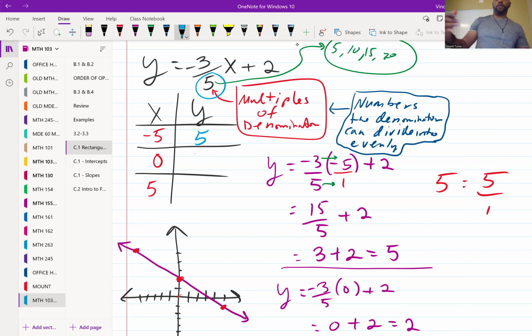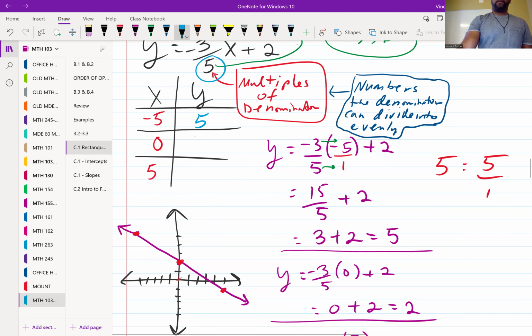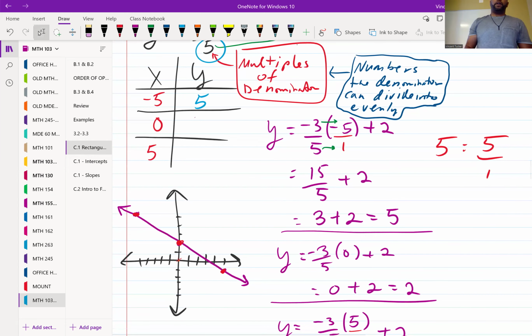So make sure we're okay with that, messing with fractions before I keep scrolling up. And the questions on that first one. Next one, plugging in 0. Negative 3/5 times 0 is 0. 0 plus 2 is 2.